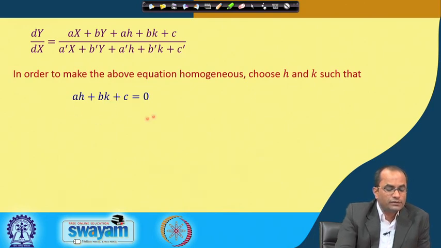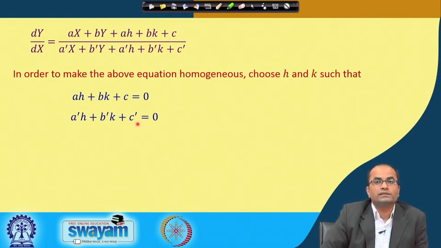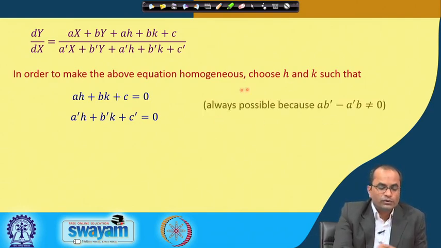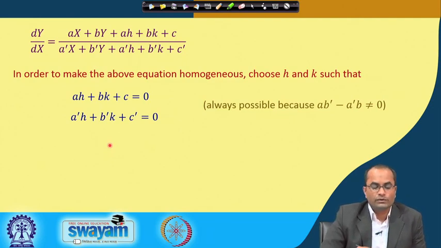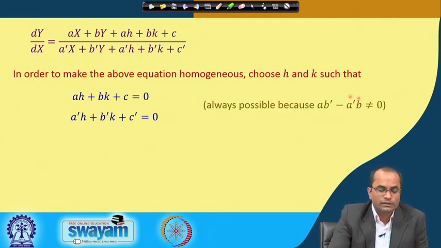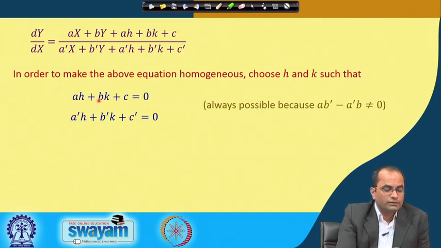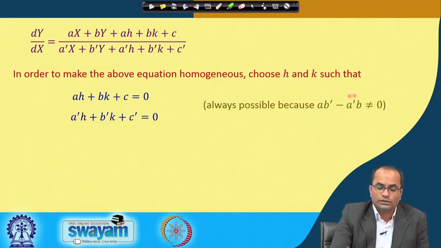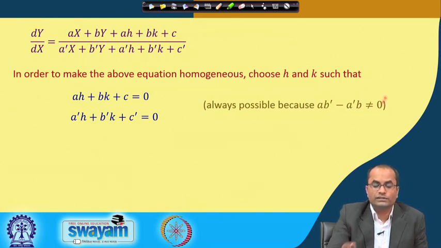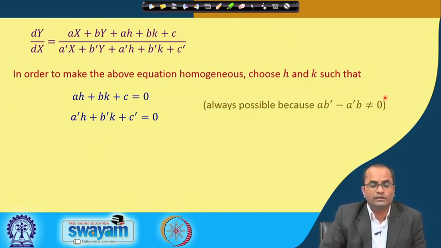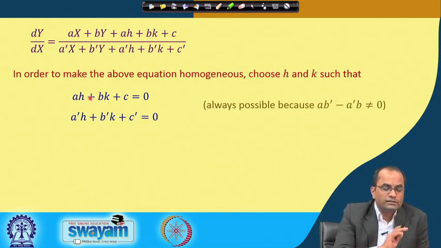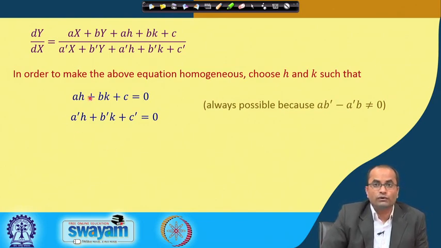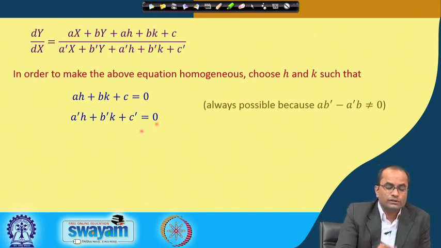what will happen now: a h plus b k plus c is equal to 0, and also a prime h plus b prime k plus c prime is equal to 0. It is always possible to find such h and k, because these equations are always solvable. If we look at the determinant of the coefficient matrix here, a b and a prime b prime, for which h and k are unknowns, the determinant is non-zero, and that condition is given already in the equation. That means we can always solve these equations, and we will get the unique solution indeed.